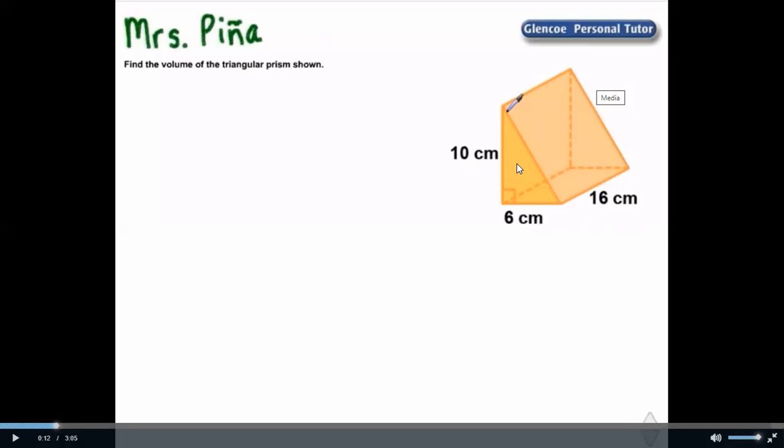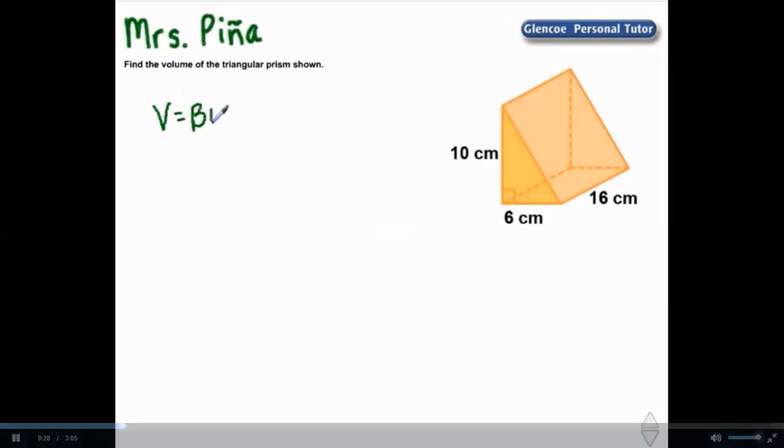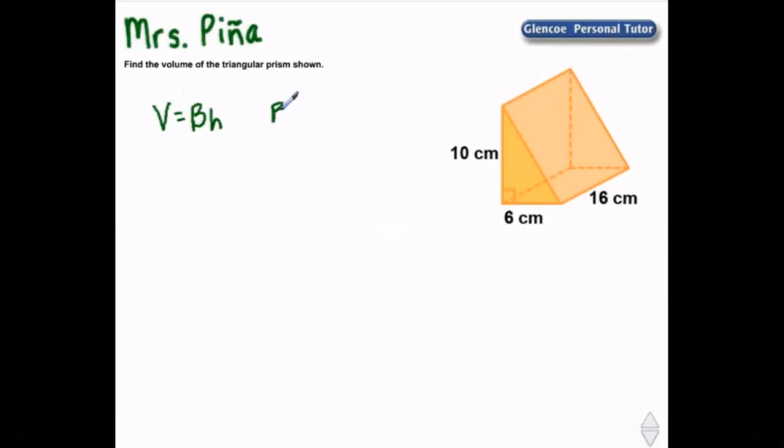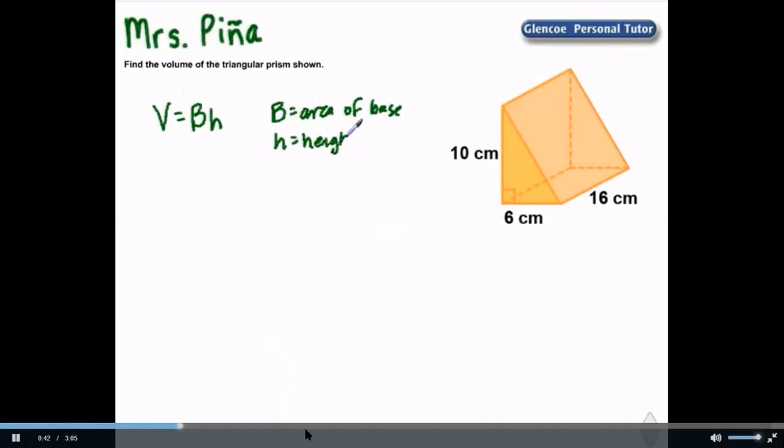But to find the area of this base triangle, we need a height of a triangle. So the height of the triangle is 10. That's the height of the triangle to find the triangle area. This is the height of the prism to find the volume. I'll let her work this out a little bit. So the volume is equal to the area of the base times the height of the prism. The area of the base, which in this case is a triangle, and H is the height of the prism.